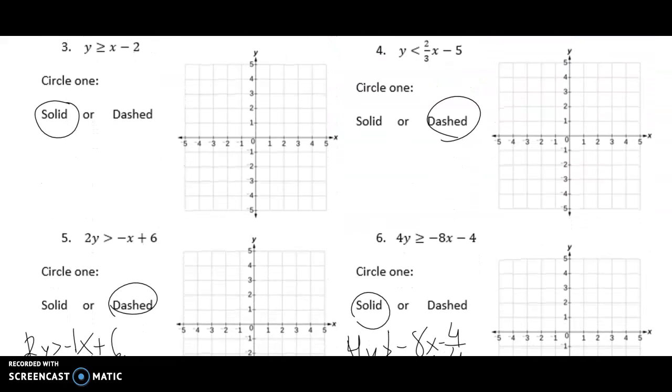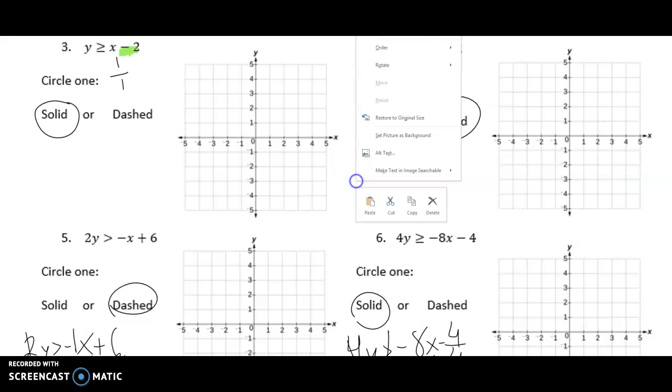y is greater than or equal to x minus 2. As soon as I see that x by itself, I immediately think, oh, it's 1 over 1. Remember, because there's that secret number. So let's start with our y-intercept of negative 2. I'm going to go to negative 2 on the graph and draw my dot, if it'll let me.